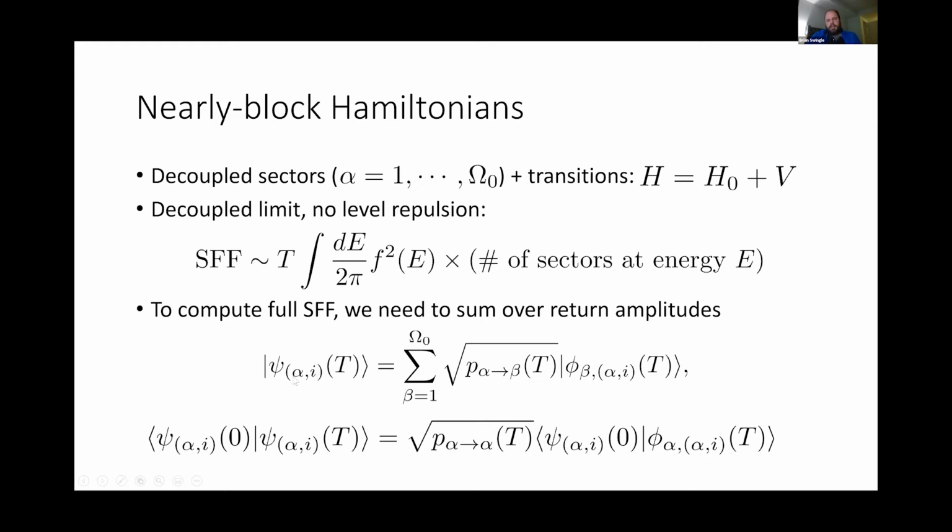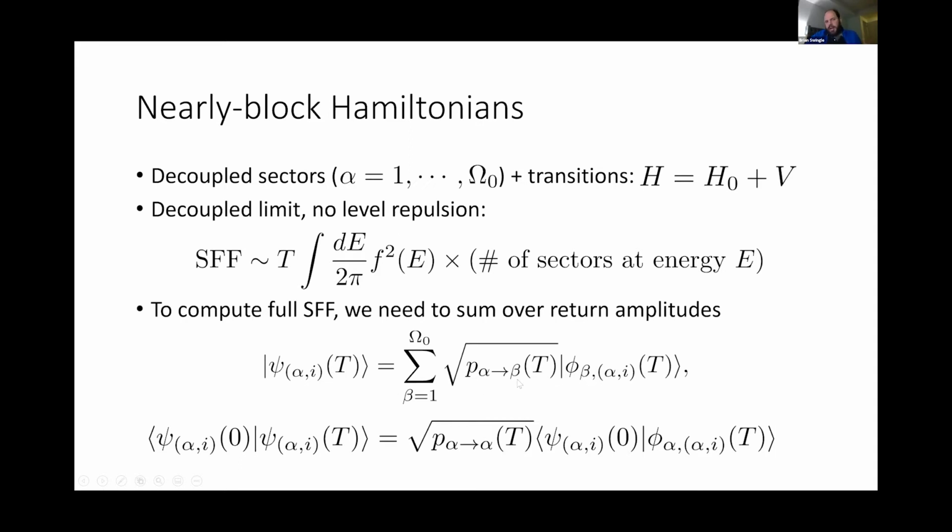Suppose I start in sector alpha with particular state I. So sector alpha is a block of the Hilbert space, and I labels the state within that block. And I want to ask, if I started in that state and I evolved to time t, what does the wave function of the system look like? Well, the idea is I can be in one of any beta from 1 to omega naught of the sectors. I have some particular state in that sector, and I can think of this state as normalized. And then I have a coefficient, which I'll write as the square root of a probability to transition from sector alpha, where I started, to sector beta, where I end up.